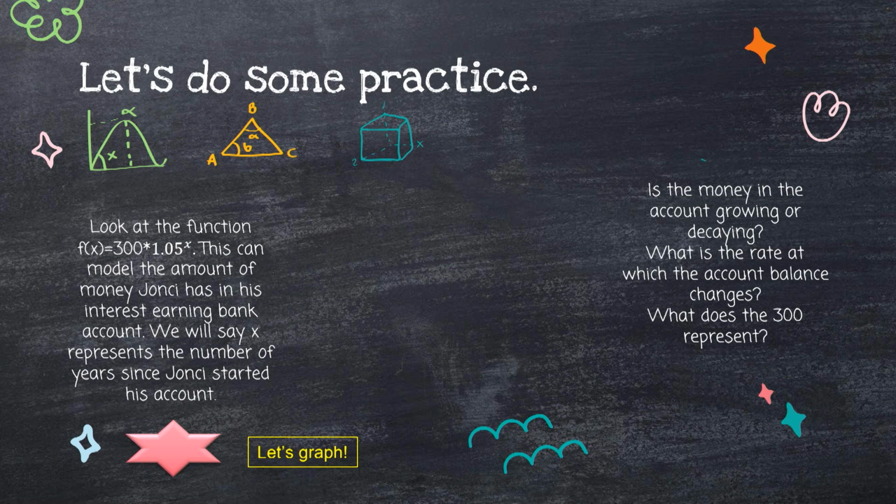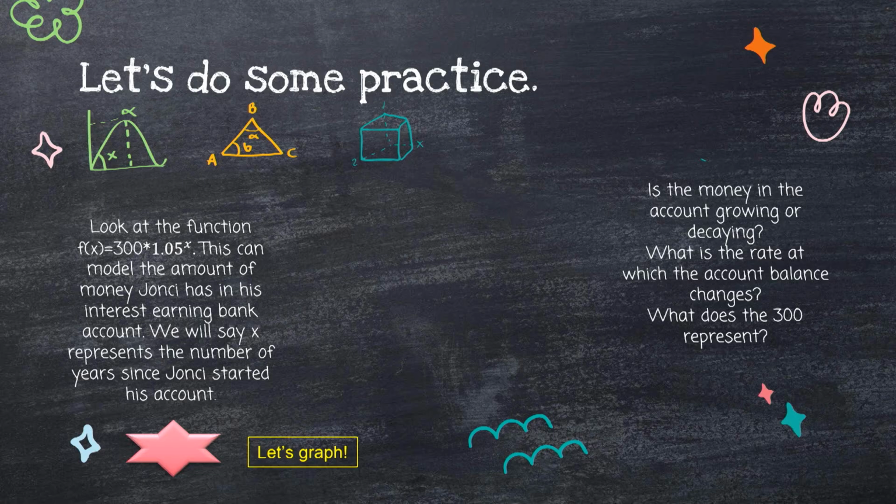So look at the function f of x equals 300 times 1.05 to the x. This can model the amount of money Chauncey has in his interest earning bank account. We will say x represents the number of years since Chauncey started his account. Is the money in his account growing or decaying? What is the rate in which the account balance changes? And what does the 300 represent?